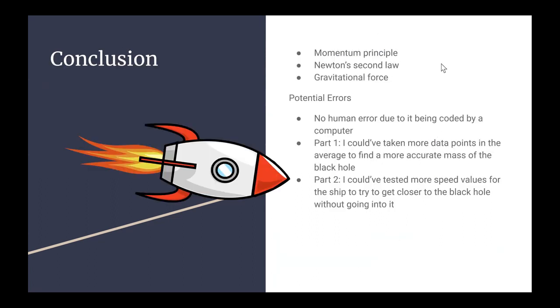In conclusion, we use the momentum principle and Newton's second law to derive a formula for F net. I use the gravitational force, and any potential errors that I have is there's no human error in this lab because it's coded by a computer. Part one, I could have used more data points in the average of the black hole mass to get it more accurate. And for part two, I could have tried to get my ship closer to the black hole without it getting sucked in and tested more values.